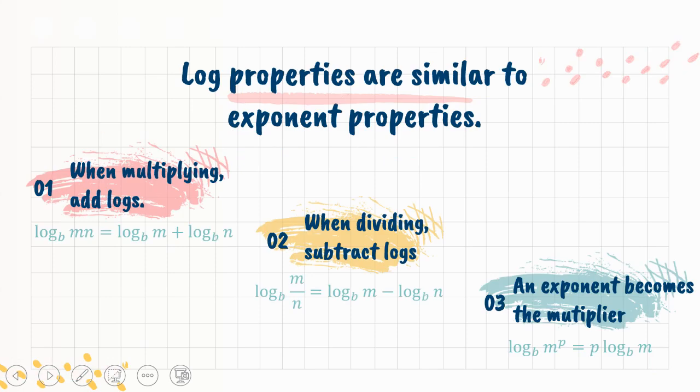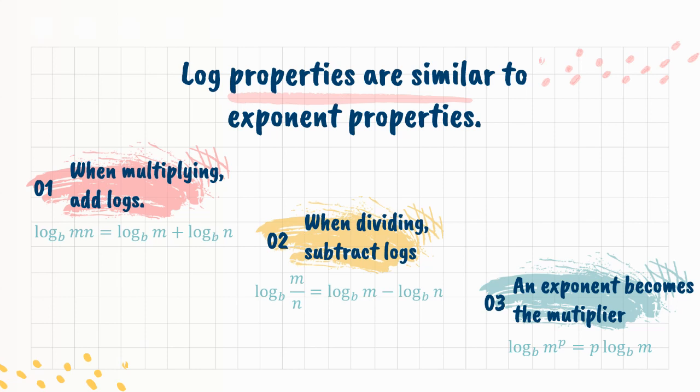Log properties are very, very similar to exponent properties, but they look a little different. So we have the property of when multiplying, we add. That's true of exponents, is also true of logs. So the log of mn can be rewritten as the log of m plus the log of n. We can add them together. Or if they're adding, that also means multiplying the pieces. And we're going to go both ways with these log properties.